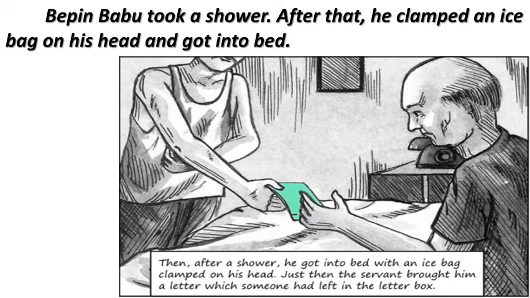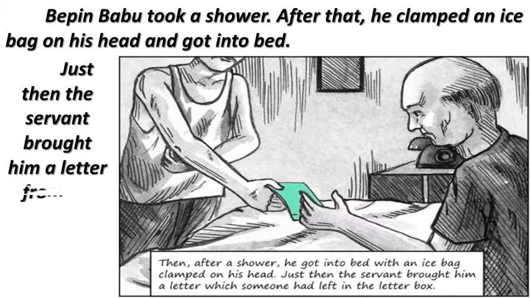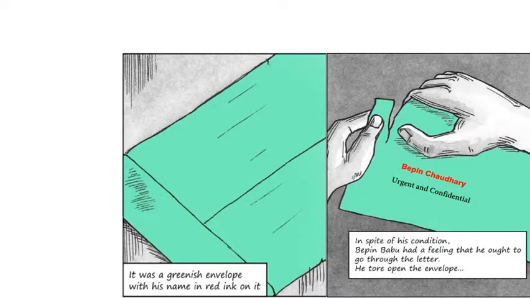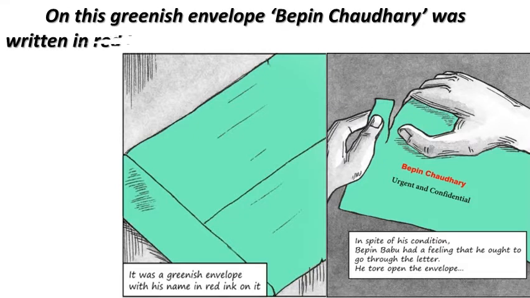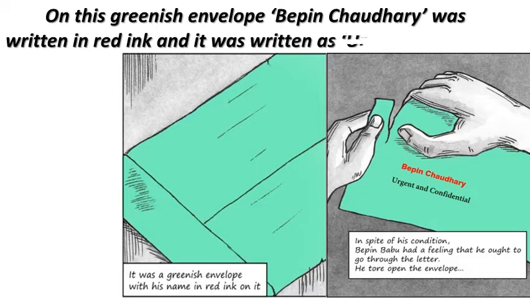Clamped means put. Just then the servant brought him a letter which someone had left in the letter box. Means just then the servant brought him a letter from his letter box and gave that letter to Bipin Babu. It was a greenish envelope with his name in red ink on it. Means on this greenish envelope, Bepin Choudhury was written in red ink and it was written as urgent and confidential.